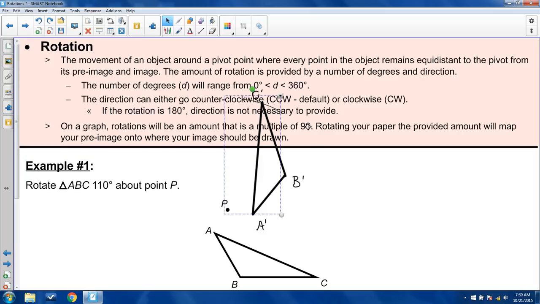Now remember, rotations are isometries, which means that these are all congruent to each other. AB is congruent to A prime B prime. BC is congruent to B prime C prime, etc. And there you are. That's a 100-degree rotation about point P in the counterclockwise direction for triangle ABC.